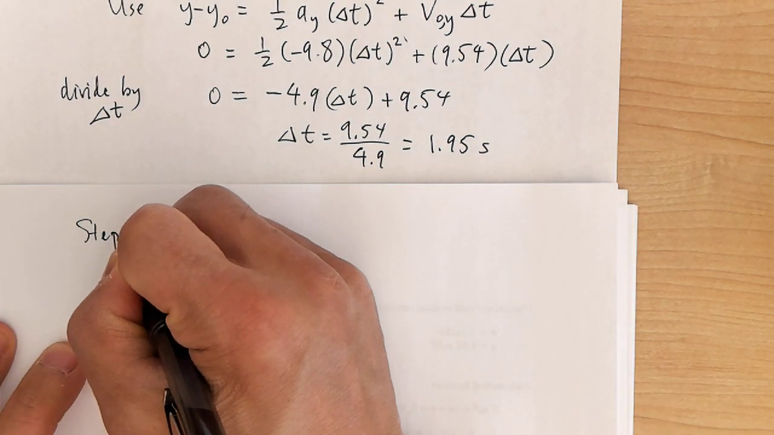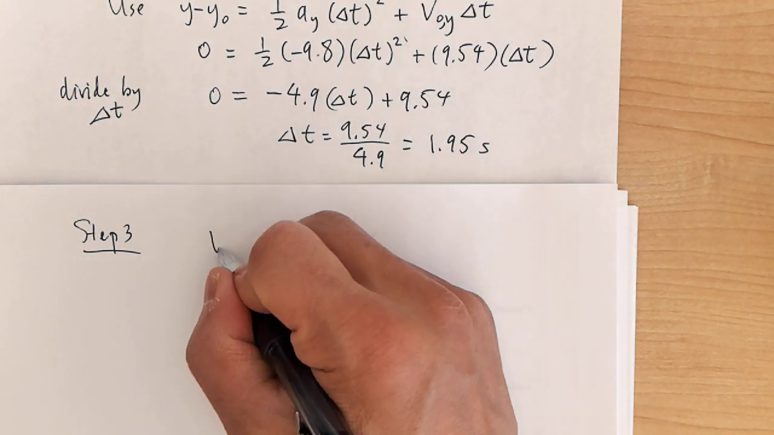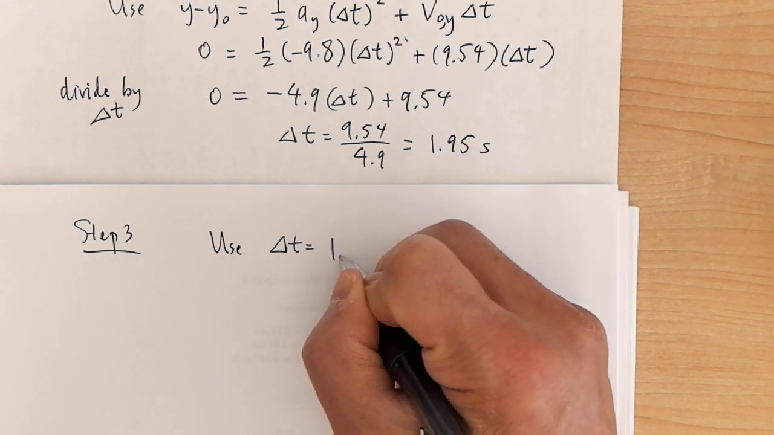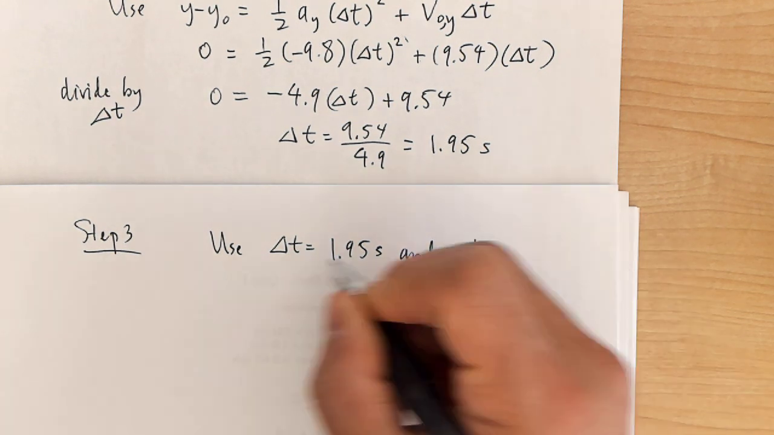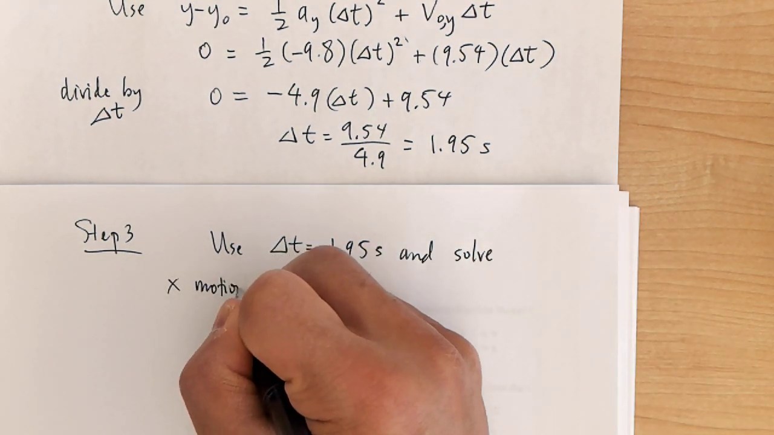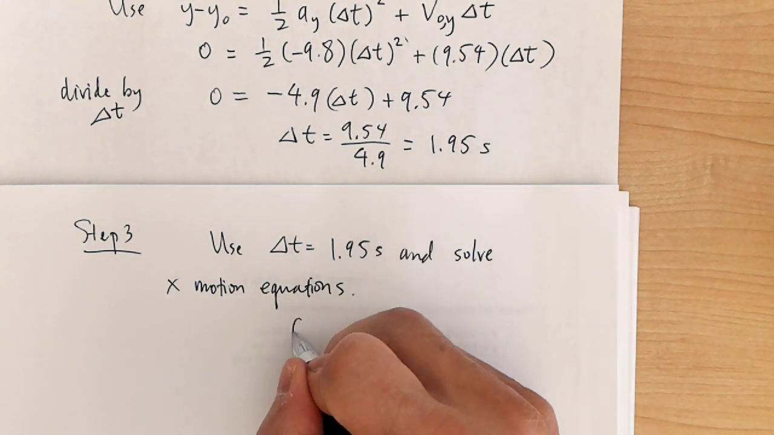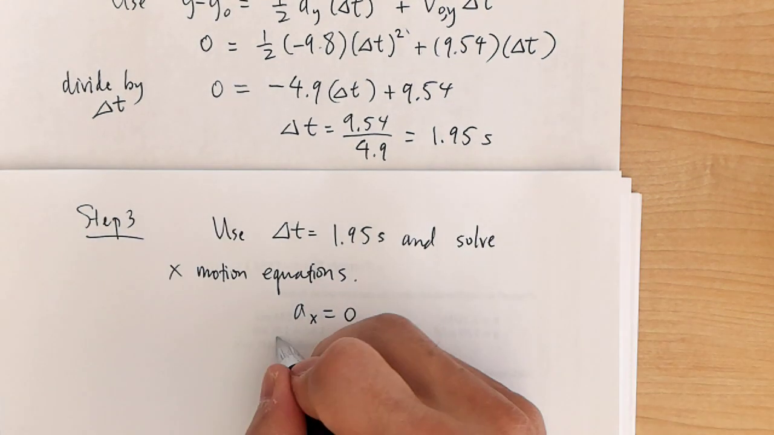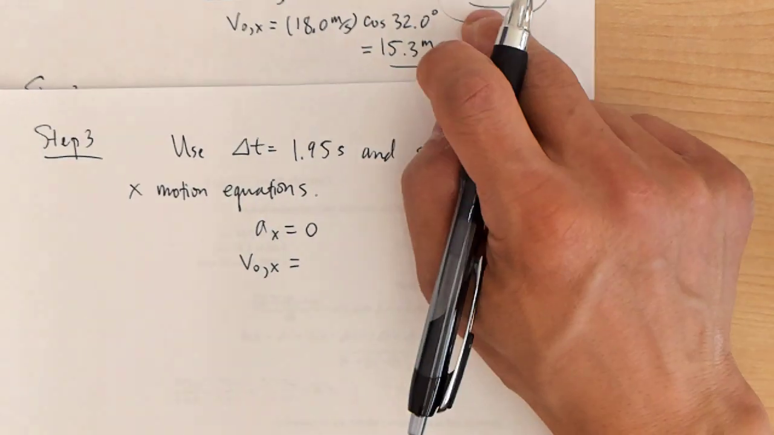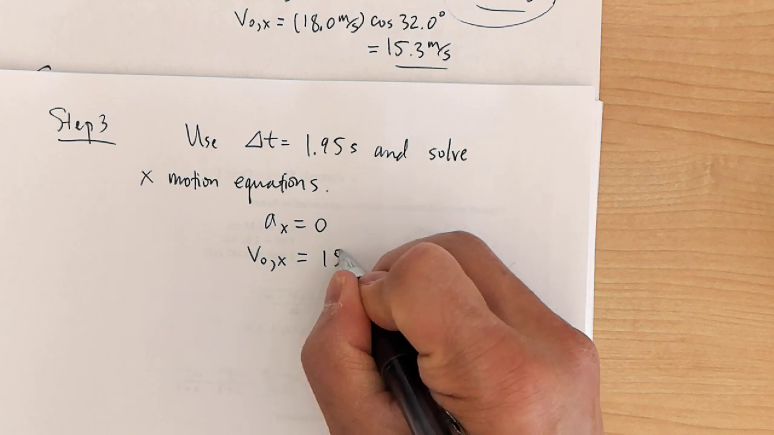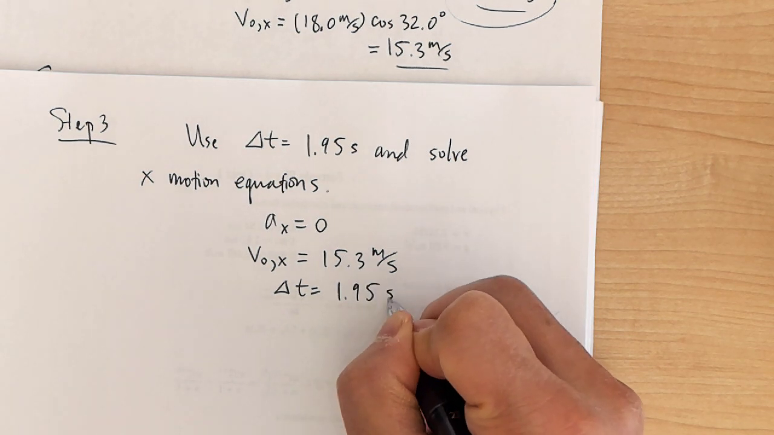Now we move on to step 3. We got the time. The second part of the problem was how far does it go horizontally? So we will use delta t is equal to 1.95 seconds and solve the x motion equations. Okay, so we have no acceleration in the x direction. We have v0x, going back to what we found before, is 15.3 meters per second. And delta t is equal to 1.95 seconds.